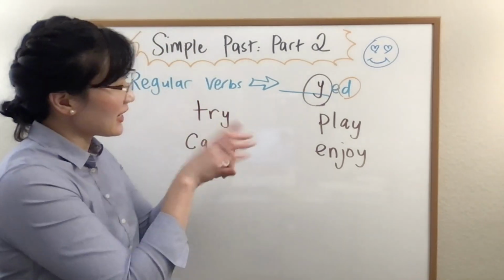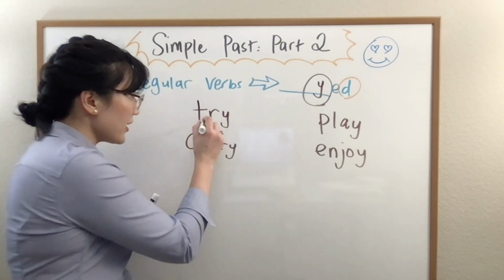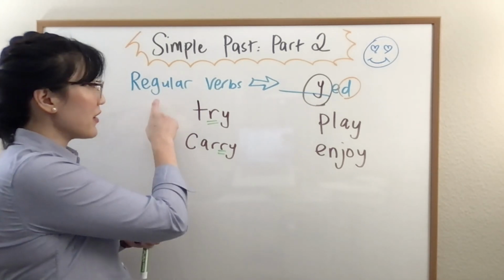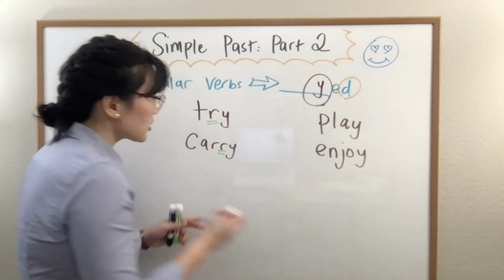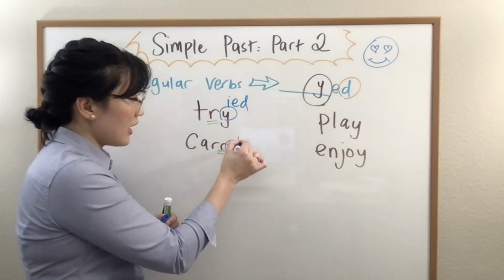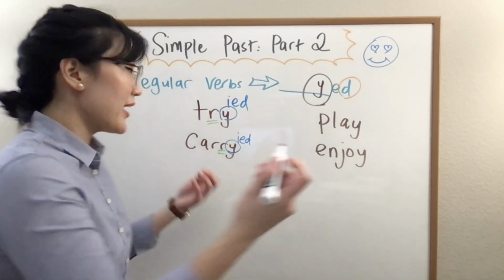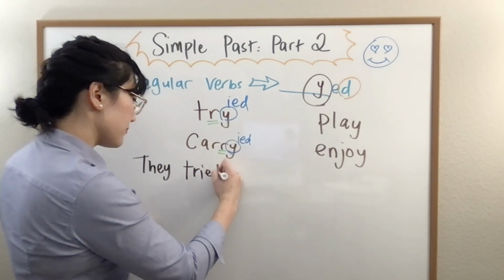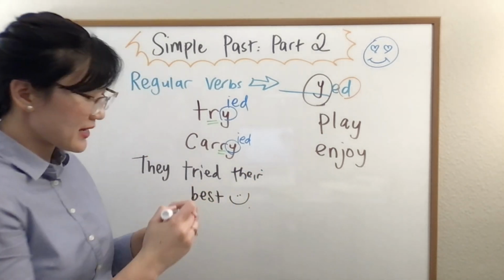Now in the past tense, the idea is a little bit similar. Here, if I have a consonant in front of my Y, then it doesn't matter. I, you, he, she, it, we, they. This verb, you're going to need to change this Y, erase this Y to IED. Same thing here, IED. So my students recently had an exam, and my students, they tried their best. They tried their best on the exam.